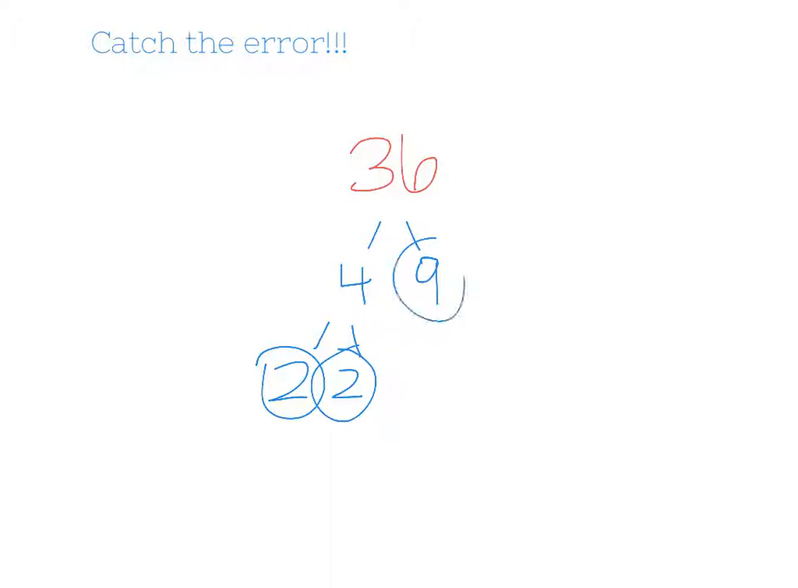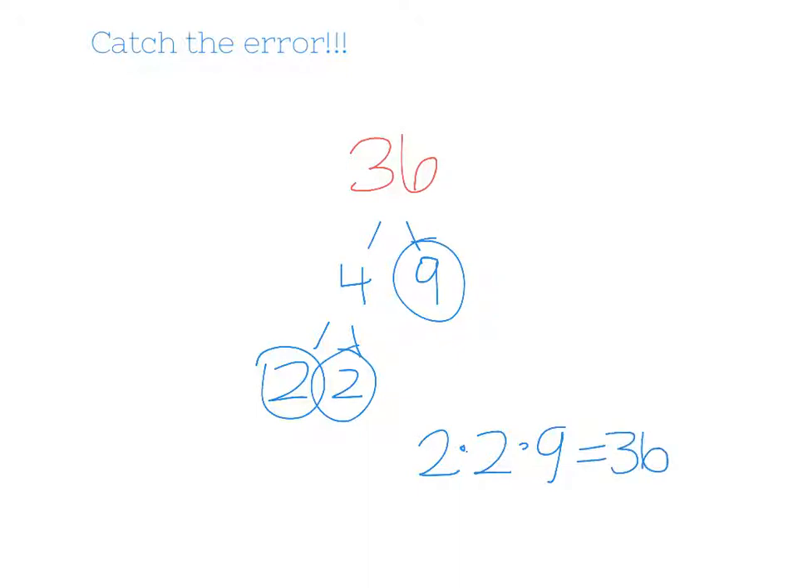Okay, watch as I'm going to make a mistake as I solve this problem. So I'm going to use the tree method. I'm going to say that 36 times, let's see, 4 and 9. And let's see, so 4 breaks down to 2 times 2, and 9 is prime, so I have 2 times 2 times 9 equals 36.